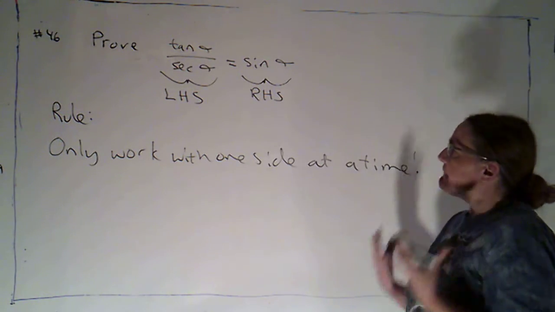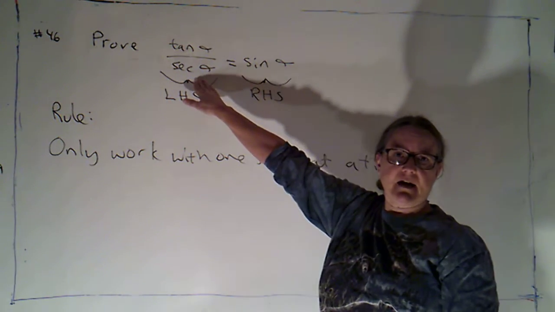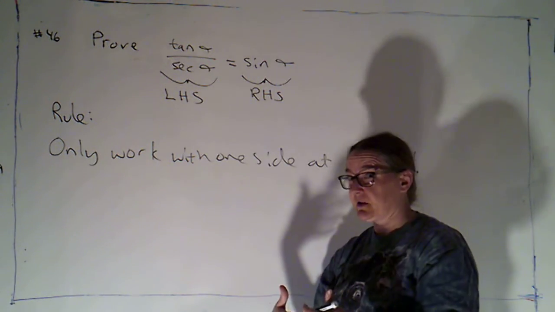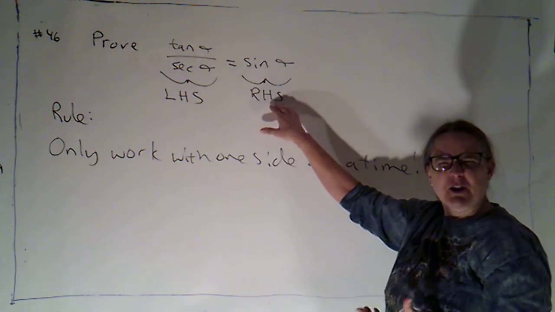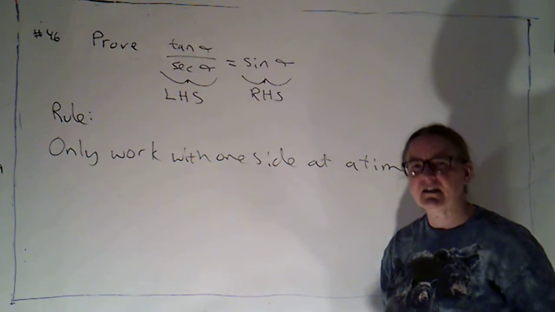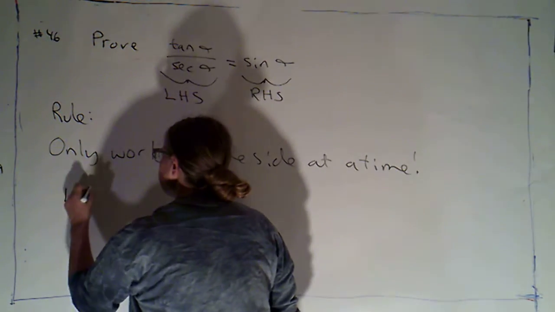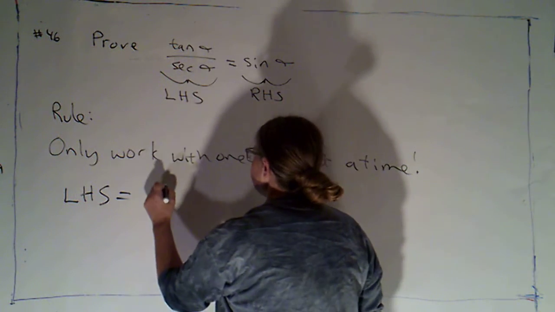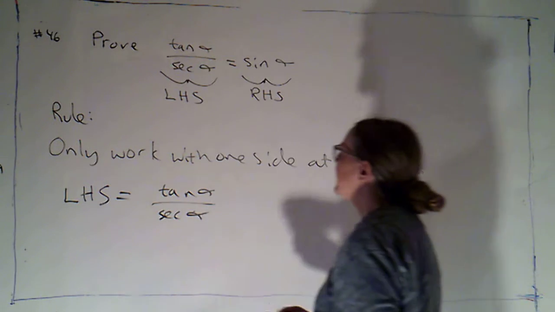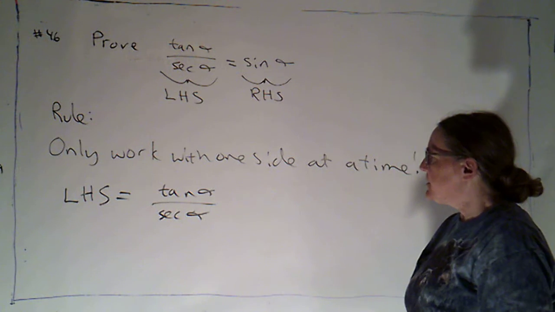The first is I can just pick a side to start with, and I'm generally going to pick the more complicated side, because I would rather take something that's complicated and make it look simpler than try to take something that already looks pretty simple and make it more complicated. We're sort of in the business of simplifying, so let's start with something that's more complicated. So I'm going to start with the left-hand side, and I'm going to say that's equal to tangent of alpha over secant of alpha. Then I want to think, okay, how do I deal with this?